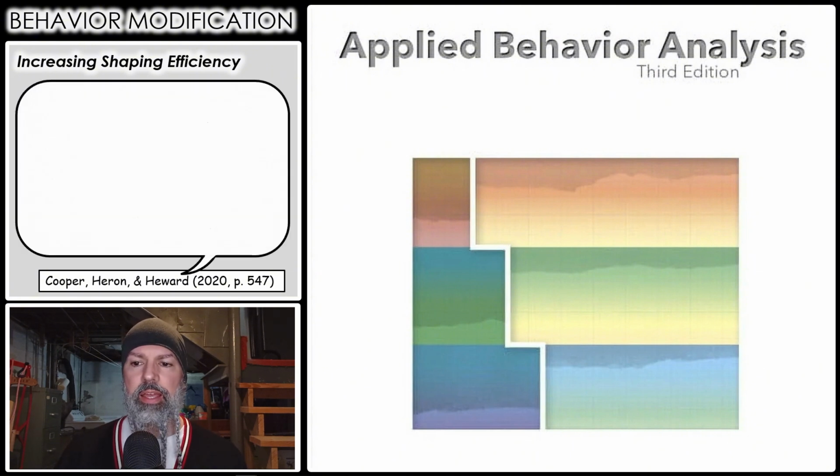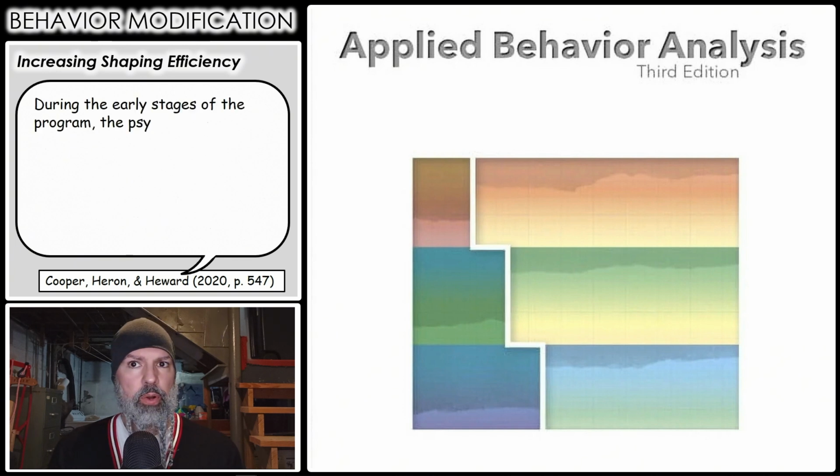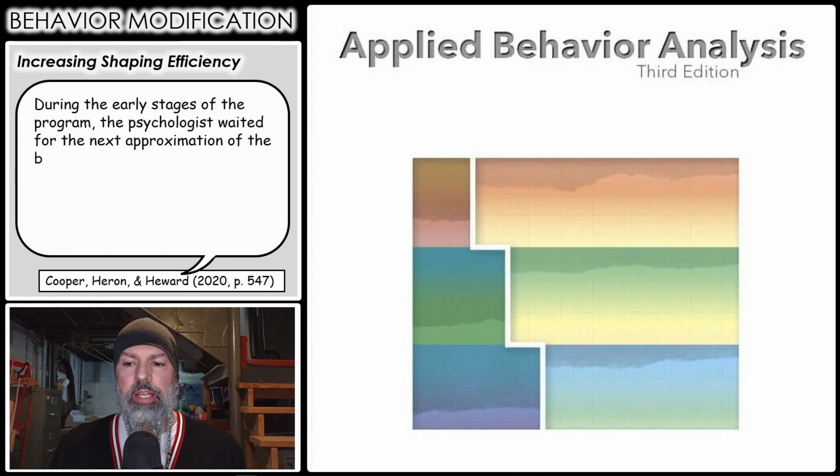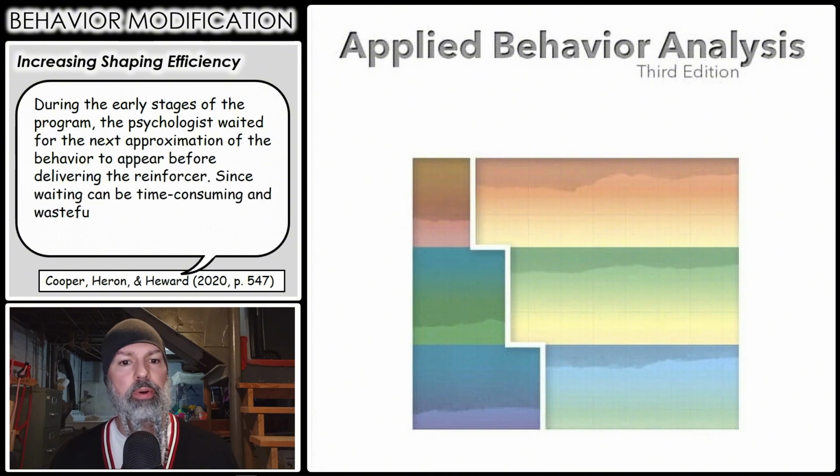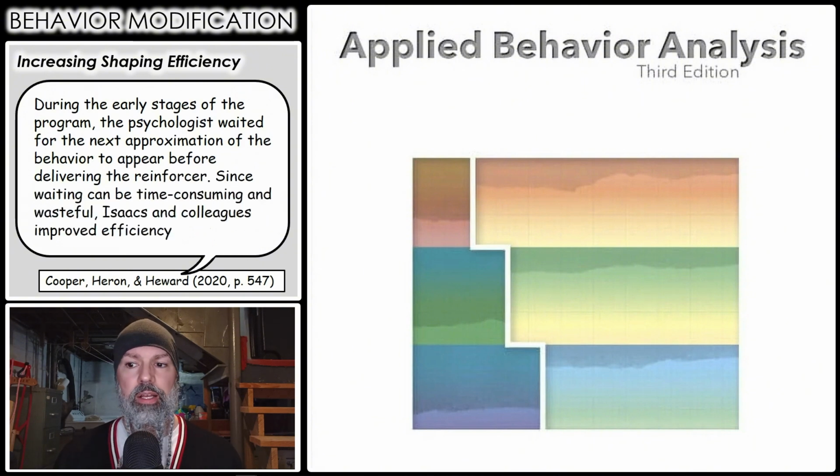And what they say is that during the early stages of the program by Isaacs et al., the psychologists waited for the next approximation of the behavior to appear before delivering the reinforcer. Since waiting can be time-consuming and wasteful, Isaacs and colleagues improved efficiency by... So let's take a look at this quote here.